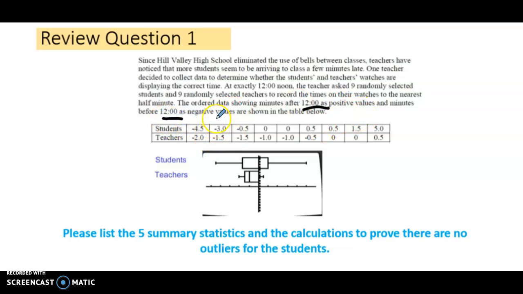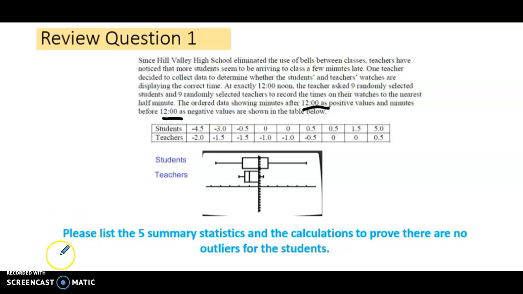So for example, here when we have a -3, that would mean 11:57, and when we have a positive 1.5, that would be 12:01 and 30 seconds, okay? Now, what I have here is the box and whisker plot for both of this data.